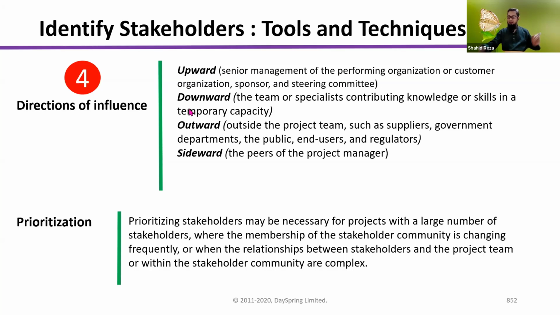Outward means external, outside of the organization. Whom do you need to consider and how do you have to communicate with them? How do we make them happy? How do you identify them and meet their requirements? Then sideward means your peer project managers. You also have to work with peer project managers, because in different situations and work activities you may have to take help from them. And prioritization: you also have to prioritize your stakeholders, those you need to engage frequently in the project. That prioritization you need to do.